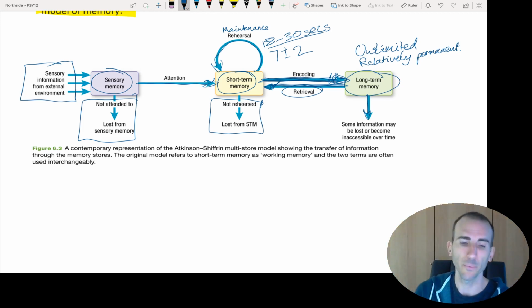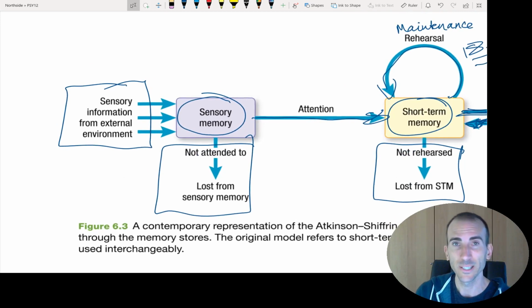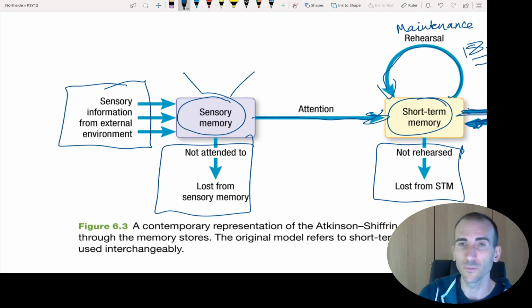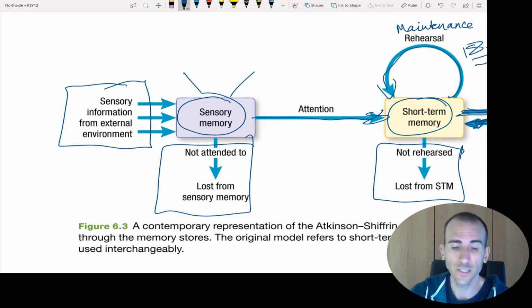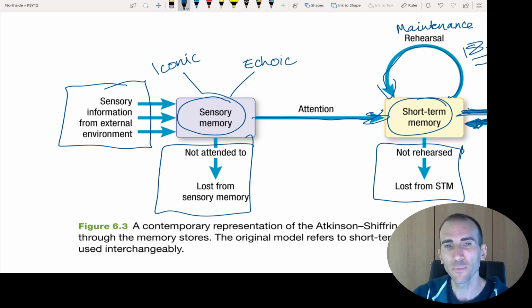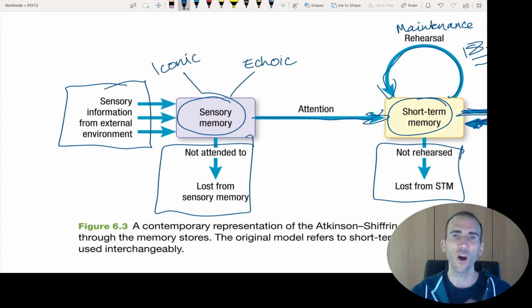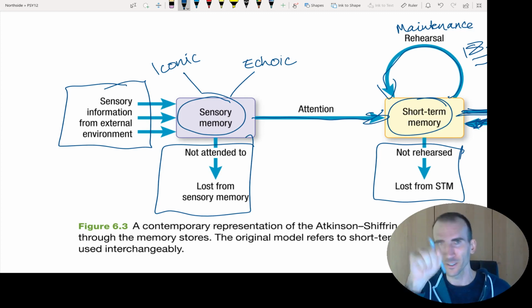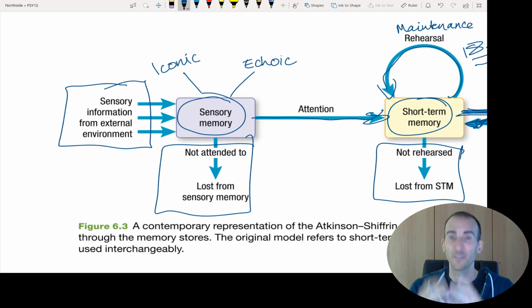Going back another step, I want to focus a little bit on sensory memory. Sensory memory can be divided up into the different senses. We're going to focus on iconic and echoic. Now, just from the names, maybe you can guess what these mean. If you think of icons on a computer, the little pictures, they're small images. So iconic memory is visual memory.